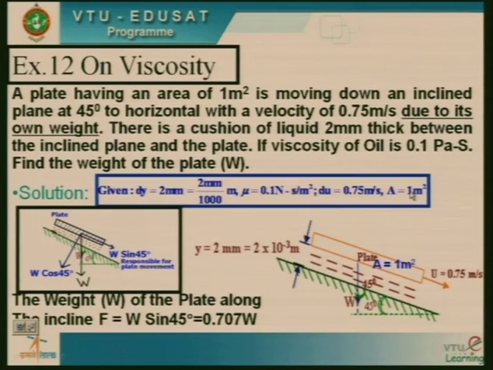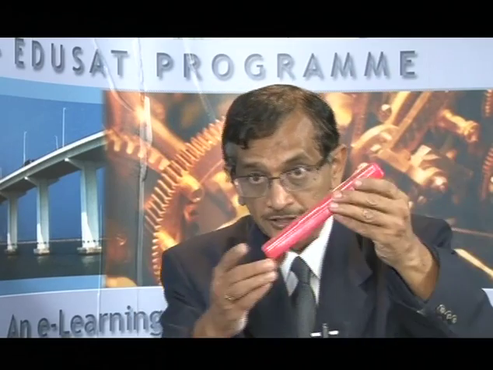1 meter square. So, the weight of the plate along the incline, which is responsible for the movement of the plate with this velocity of 0.75 meters per second, is calculated as W sin 45. The value comes around W by root 2, or we can say 0.707 W. Is it okay? It means that this is the force which is moving the plate. This is the force 0.707 W which is moving this plate with a velocity of 0.75 meters per second. Is it okay? Let us see further.